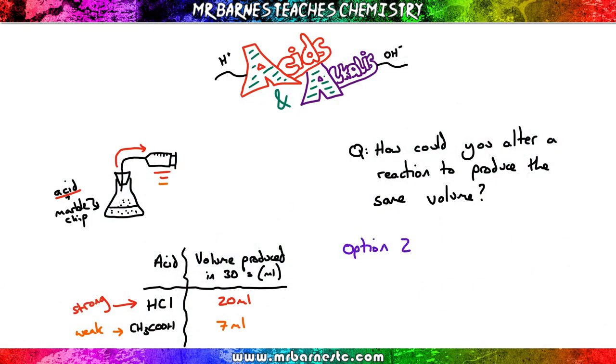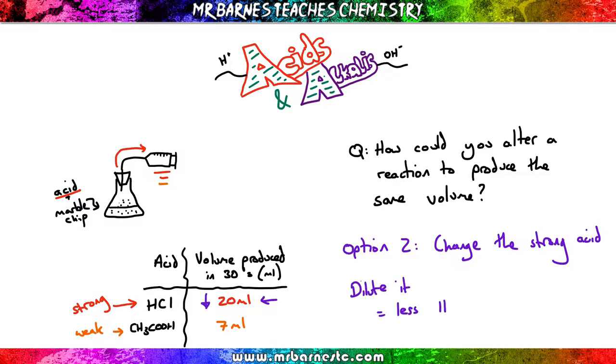The second option is change your strong acid. And you can imagine you're going the other way. So instead of making it more concentrated, this time you're going to make it more dilute. So you take it, you dilute it down. Therefore, you're going to have less H plus ions, and therefore it's going to react slower. If it reacts slower, less gas is produced in 30 seconds.